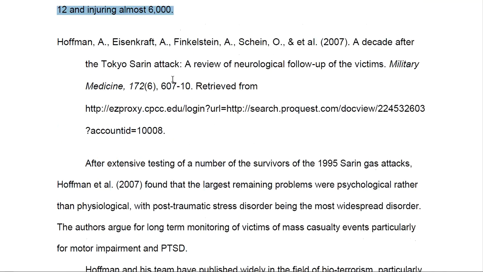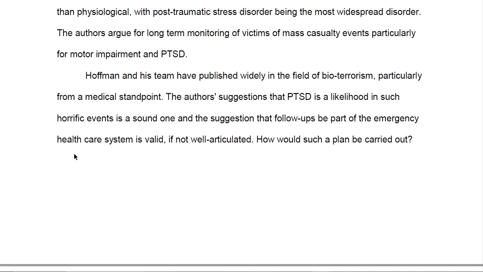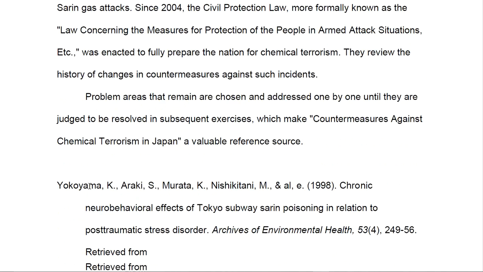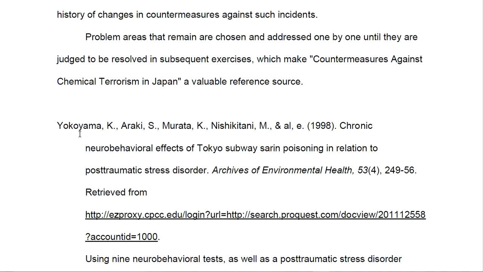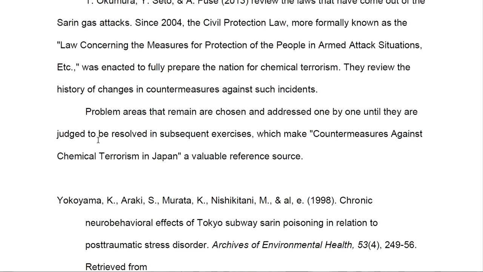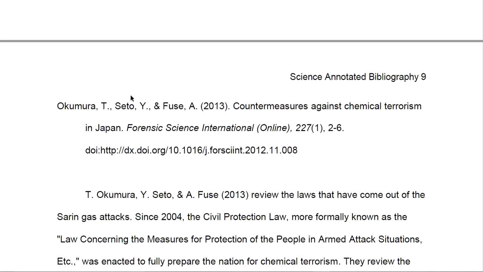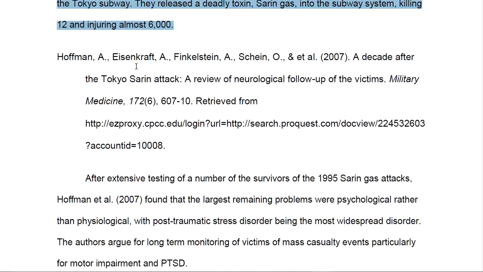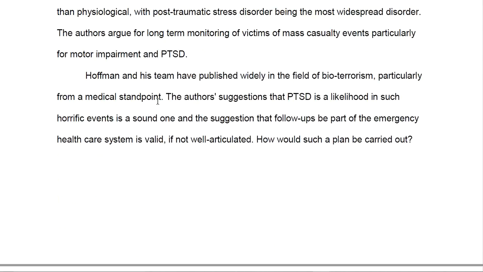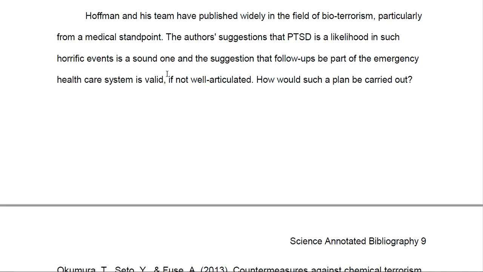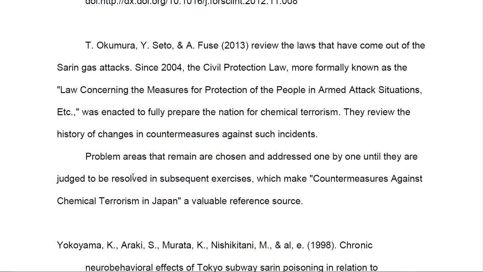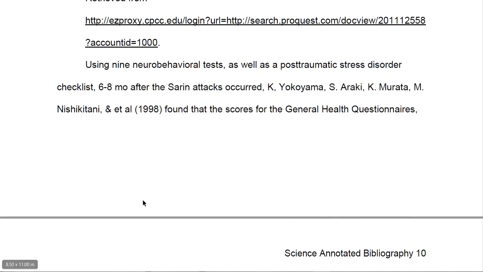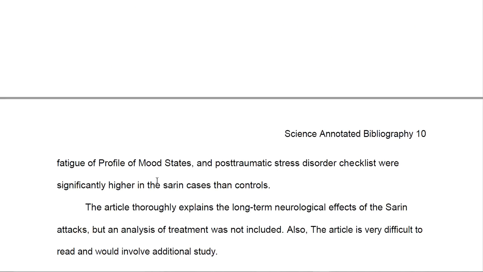I have source 1, and you notice these are all in alphabetical order, right? Hoffman, Okamura, and Yokoyama. So they're in alphabetical order, just like a works cited page always is, right? And for each one, you have a citation, a summary, an analysis. Citation, summary, analysis, citation, summary, analysis. All right? And that is what your science annotated bibliography should look like.